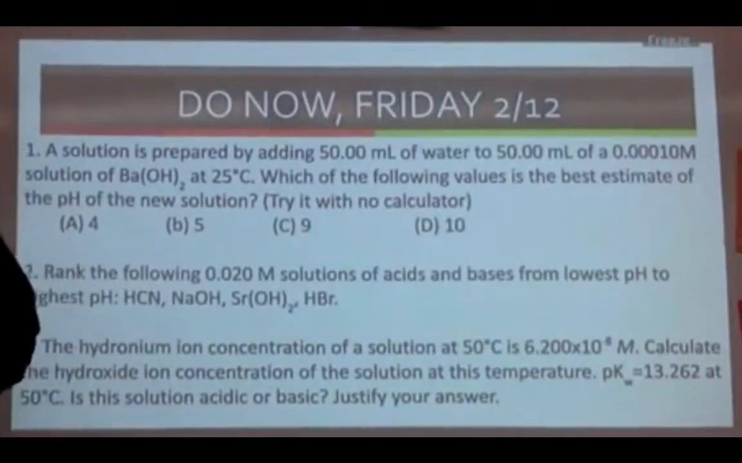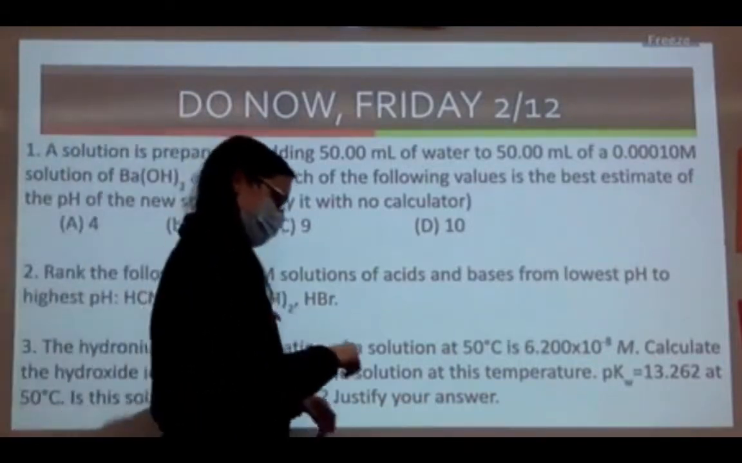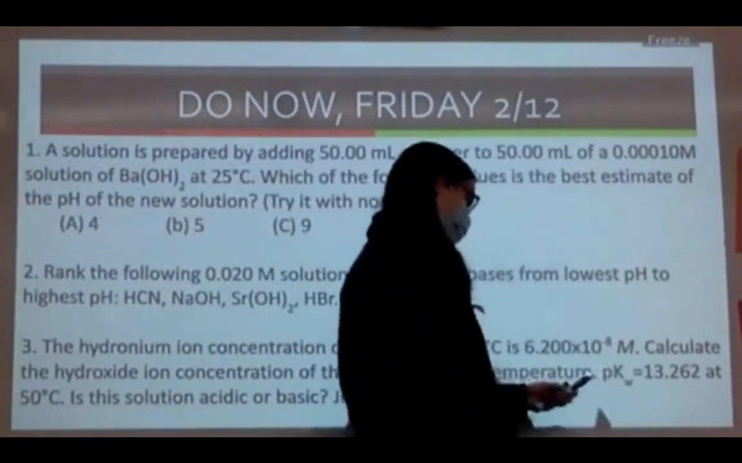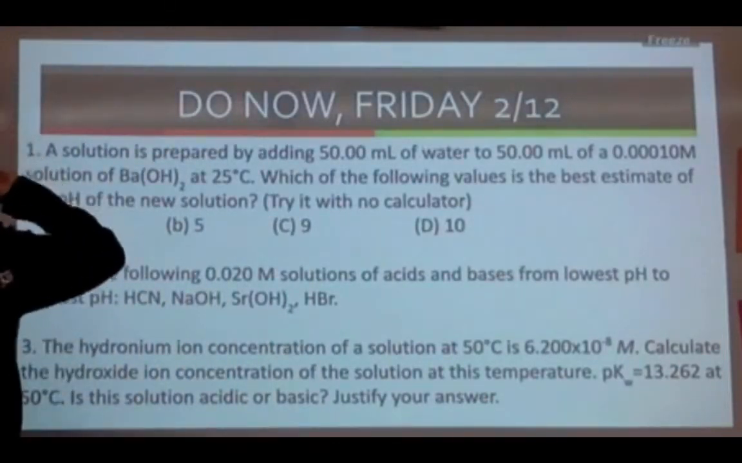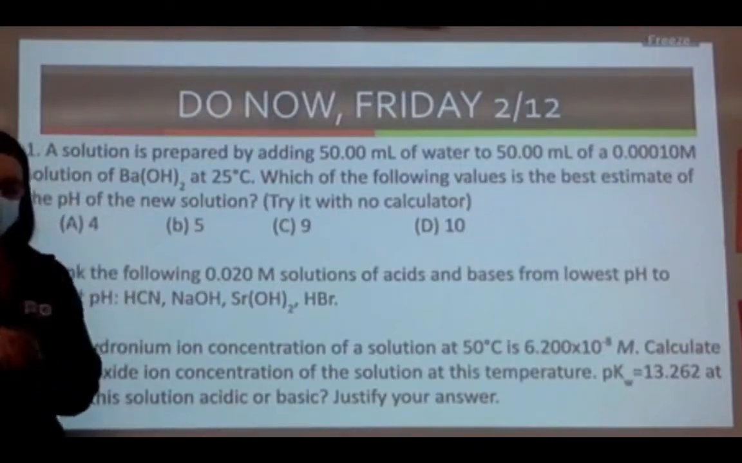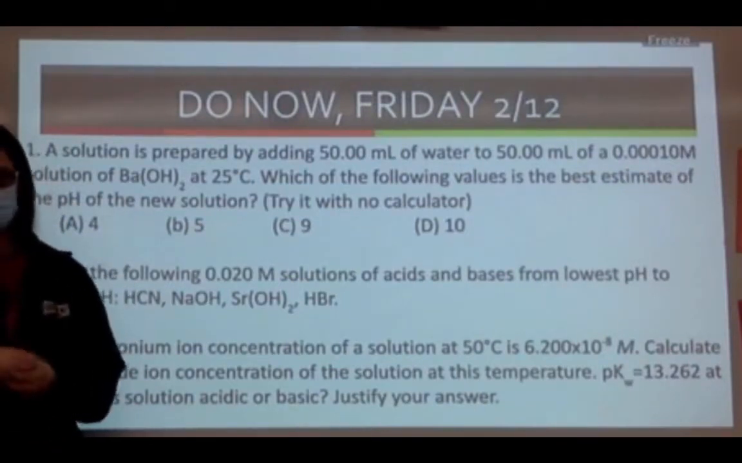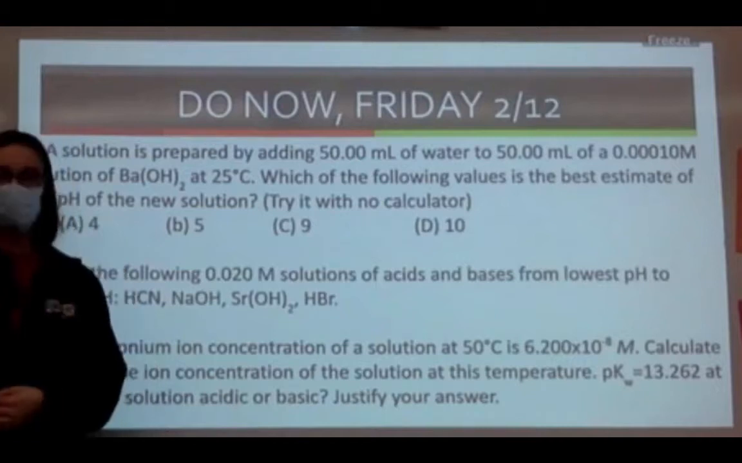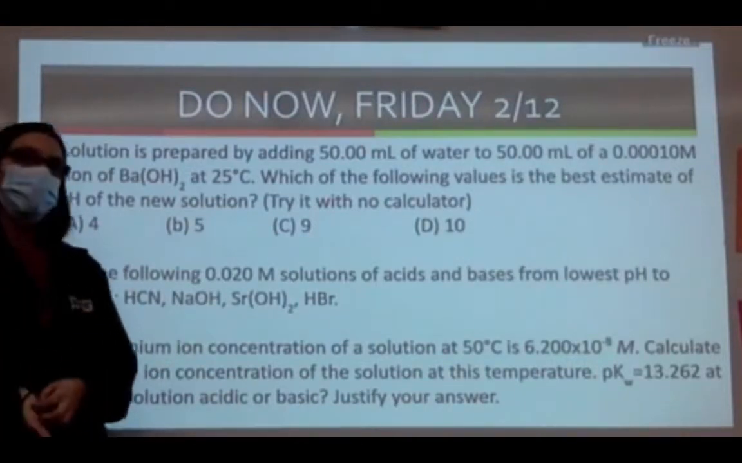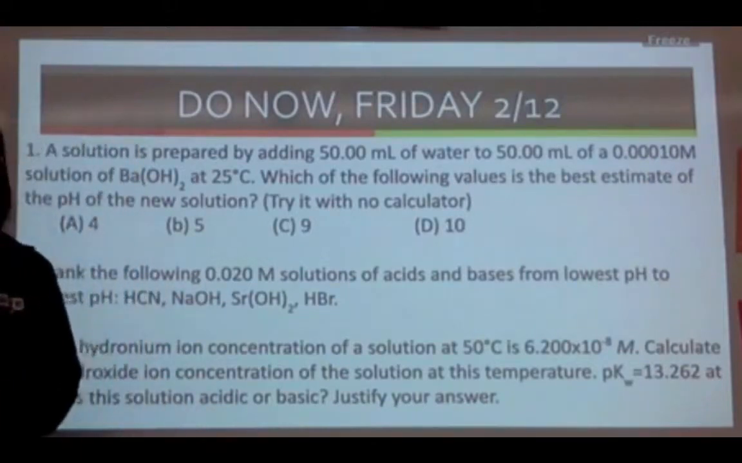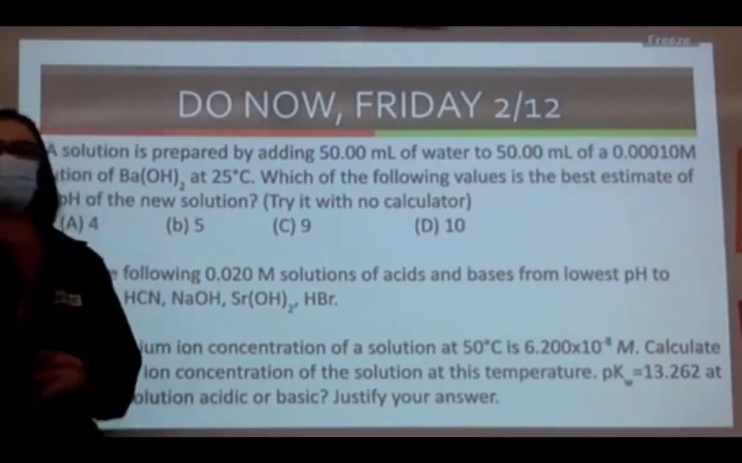So for the do now, there are 3 questions. One of them is multiple choice, and so I said try it with no calculator. We're going to go through and talk about how we can solve without a calculator. You will get a calculator on the test on both parts just because we haven't been able to do enough practice with mental math for you to not have a calculator. So could you technically take the multiple choice part of the test without a calculator? Yes. Will I require you to?